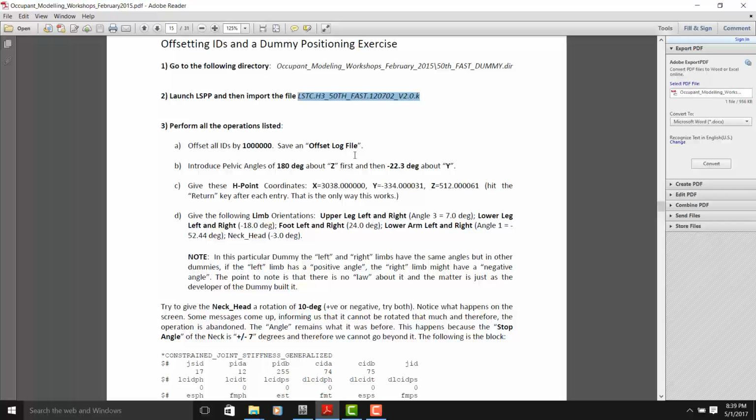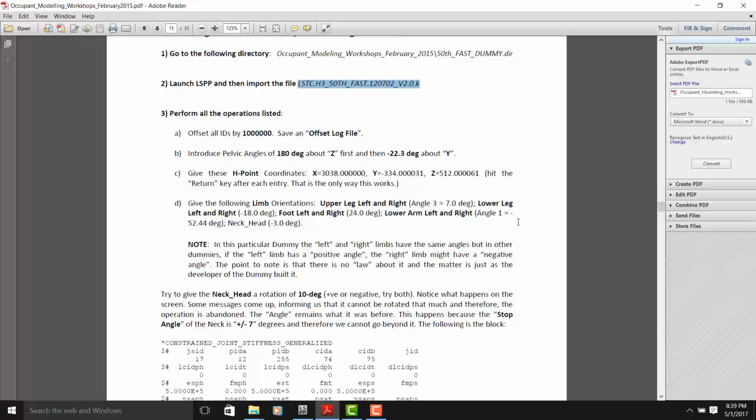Last time we did a renumbered log file. We are just doing an offset log file just to see what happens. The old and the new IDs will be recognizable in this case because we have offset by 1,000,000. And then you introduce pelvic angles of 180 degrees about Z first, and then minus 22.3 degrees about Y. And then give the H point coordinates which I've given.